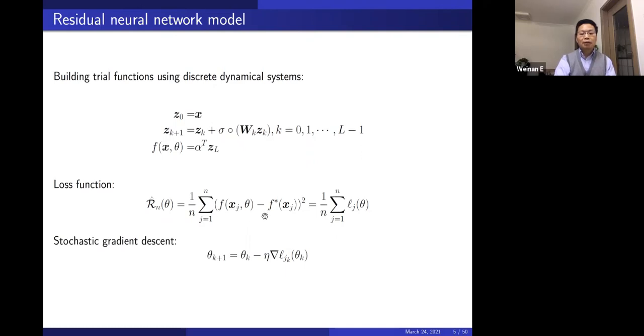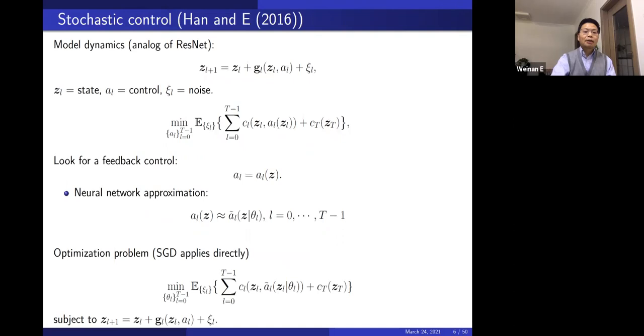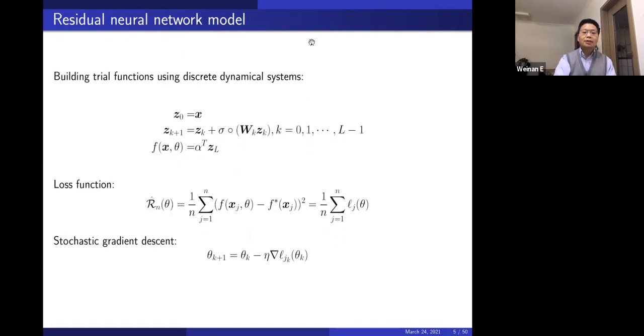And we choose the same kind of loss function. Sometimes we add a regularization term, but oftentimes we don't, and do stochastic gradient descent. And this is the most popular deep neural network model that's used in practice. Keep that in mind. So now I'm going to be talking about how to apply these kinds of ideas to solve PDEs, high dimensional PDEs.